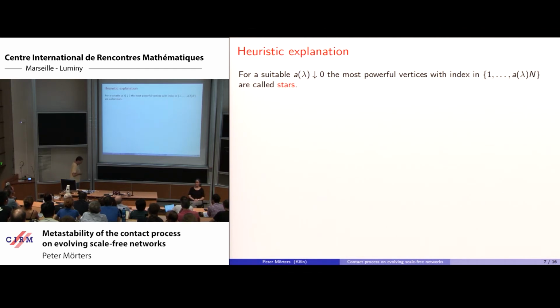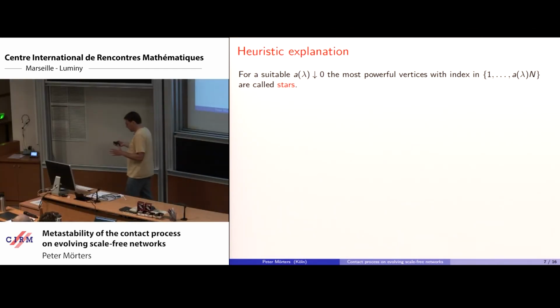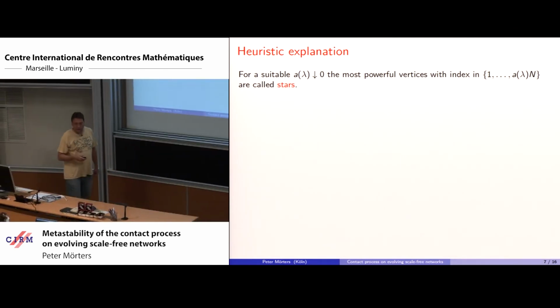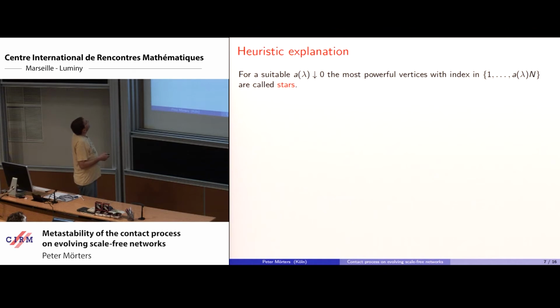Okay, so the setup is very easy. You have your set of vertices from 1 to n. Remember, the ones with the small indices are the powerful ones. So you put up a threshold, a of lambda, which goes to 0, so that the vertices from 1 up to a of lambda times n are the ones that you want to work with. These are the powerful ones. We call them stars. The other ones we call connectors, the bulk vertices.